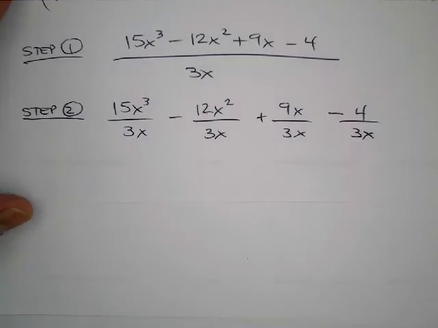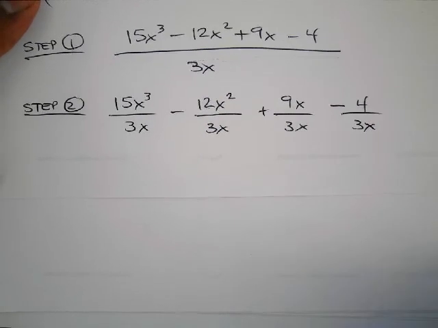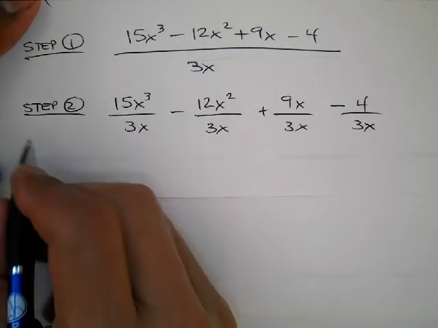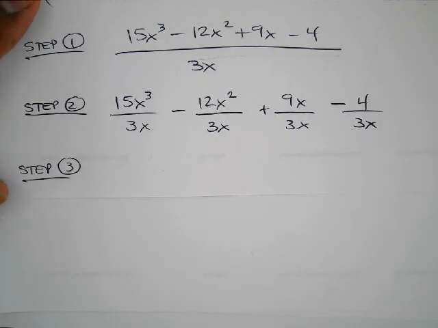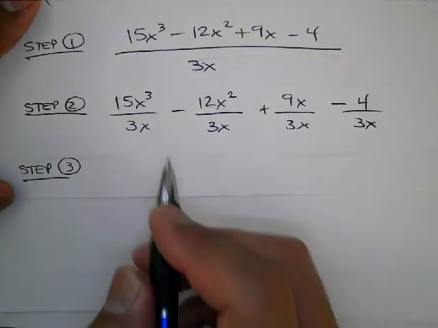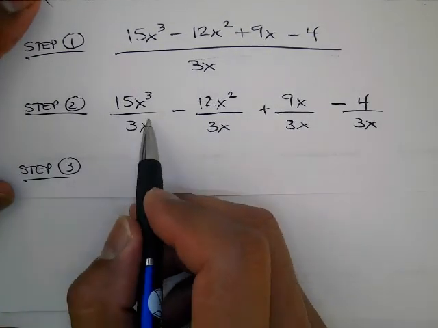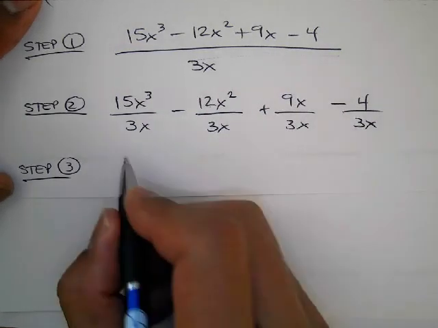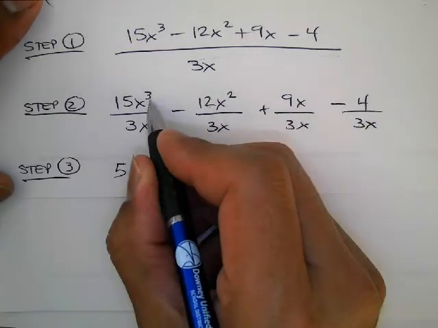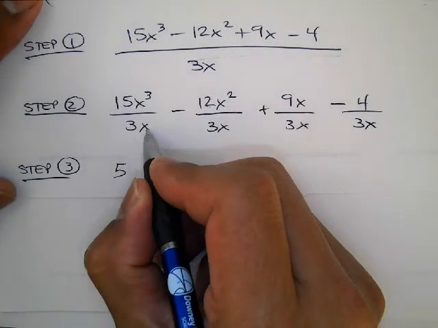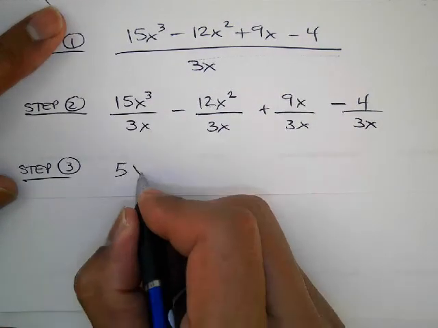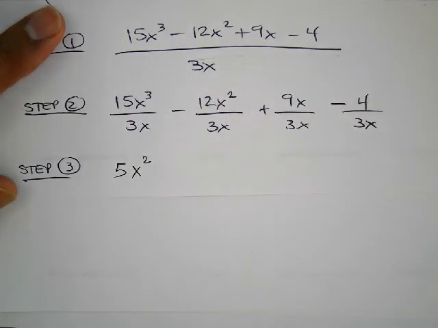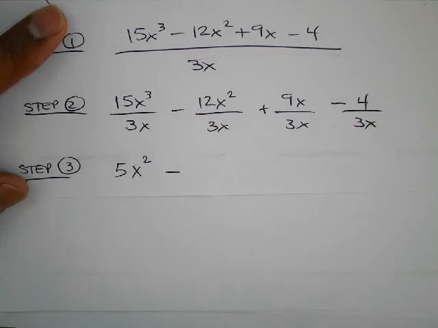And here's where it's going to get a little tricky. So don't get overconfident. And now step 3 is when you reduce each one of these, right? Where you reduce each one of these. And sometimes you're going to get tricked right here. So watch out. 15 divided by 3 is 5. But then look, also the x cubed divided by x. One of these x's eliminates one of these, so that'll reduce to x squared.